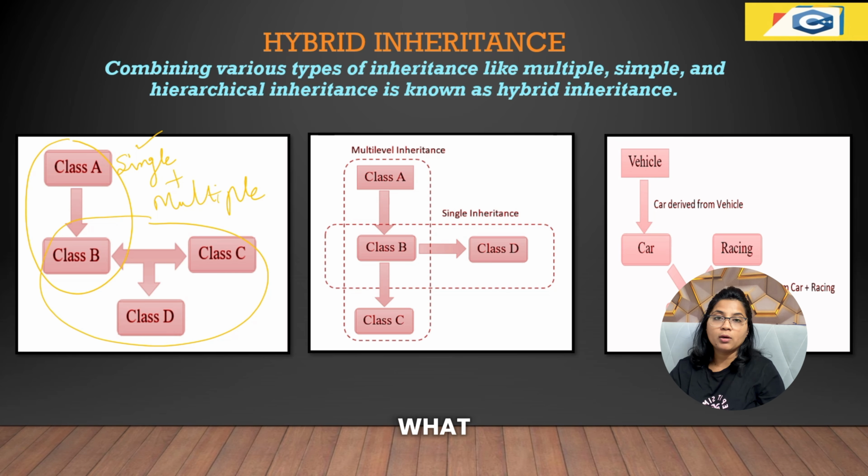Understood? So for writing the program for hybrid inheritance, we need to check the hierarchy, how the classes are constructed, whether the classes are at level 1, level 2 or level 3. So the levels of the classes will define whether that particular class is a base class or a derived class.